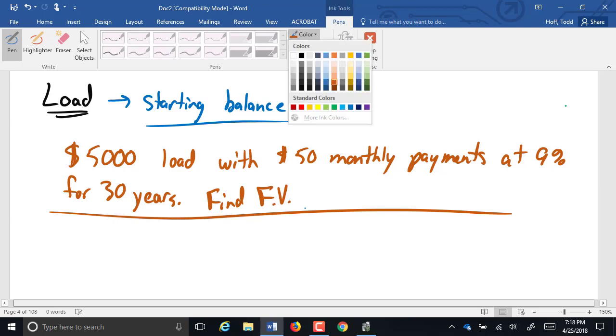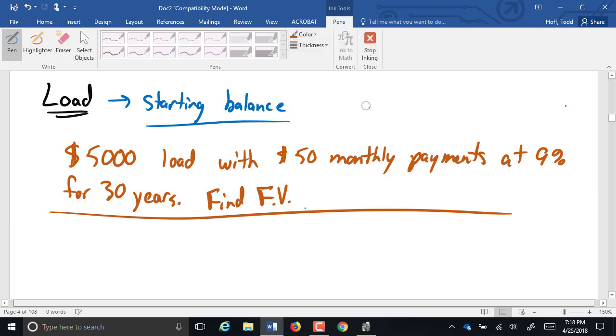What is that load? Well, that load is a required balance you have to start. Rather than starting out at zero and putting in $50 a month and building up from there, you're required to put in a certain amount of money to start out the investment. You have to have that minimum balance to start things off with. That's the $5,000 load.